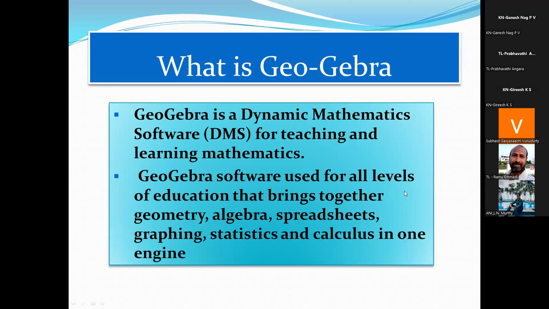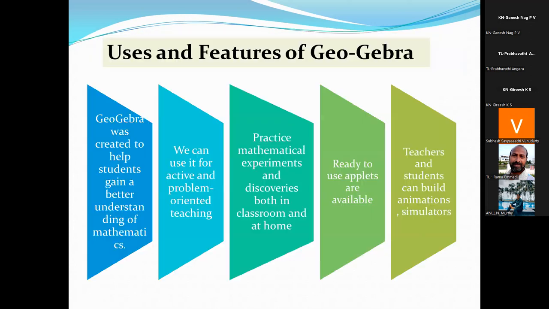GeoGebra is a software you can use for all the levels. You can use it for various topics like geometry, algebra, spreadsheets, probability, stats, calculus. You can use all these topics in one engine. So next, what are the uses and the features of GeoGebra? As we can see, these are the features.